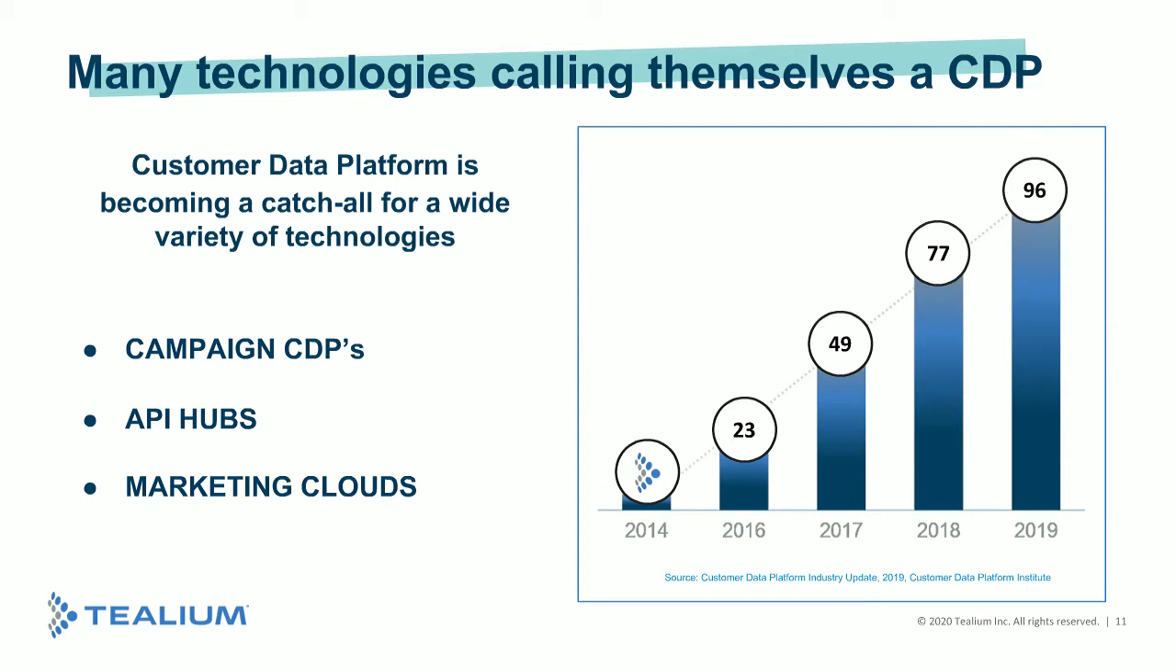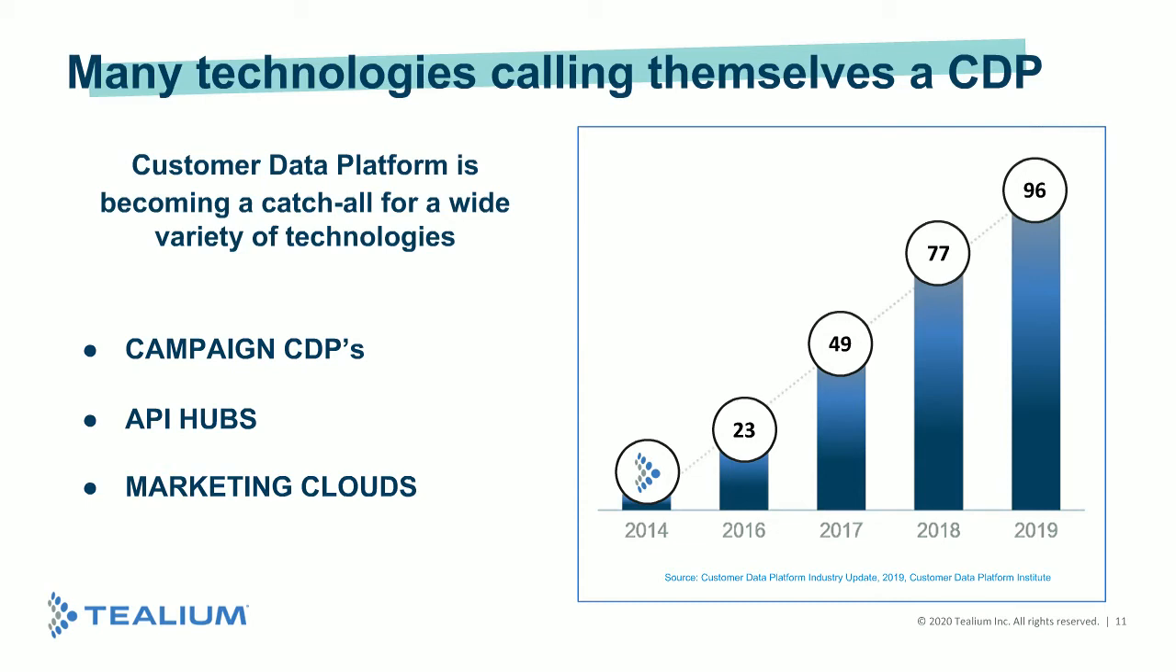We have campaign CDPs, which are the ones that are more focused on a particular channel or a particular execution of the data, like website personalization, sending emails, serving display ads. We also have API hubs, which a lot of people refer to as pipes, basically where there's data all over the place, and sometimes it's just a matter of getting data from one place to the other. So you have CDPs that emerged out of centralizing the orchestration of data.